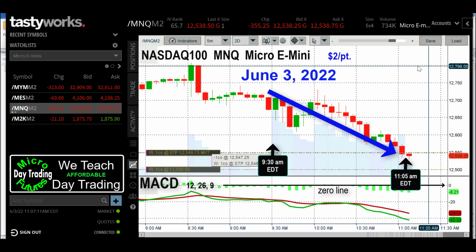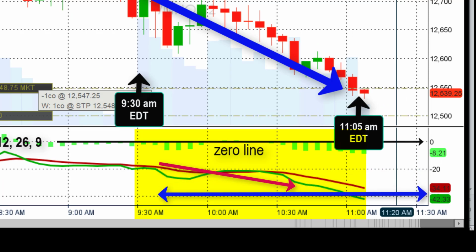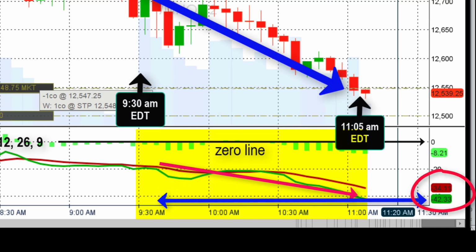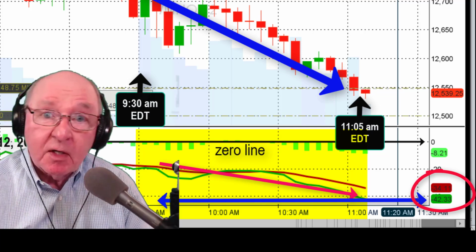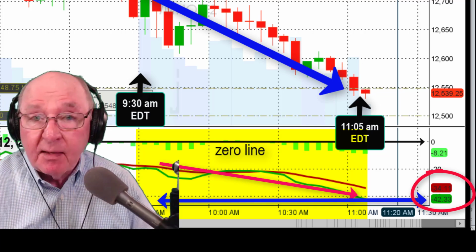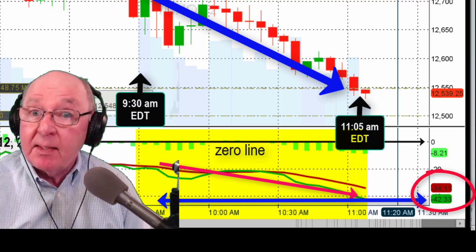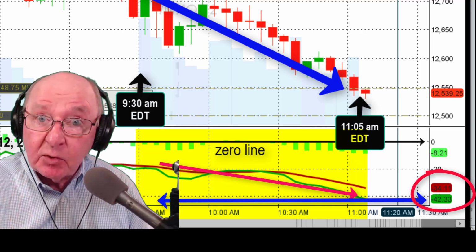The market's in a definite downtrend for a couple of hours, and I look down at the MACD. Between 9:30 and 11:05, both those red and green lines are well below the zero line and falling still. That means an increase in negative momentum is coming up. Is it 100% guaranteed the next move is going to be the market down? Absolutely not. But it looks like there's a high probability that that is going to happen.